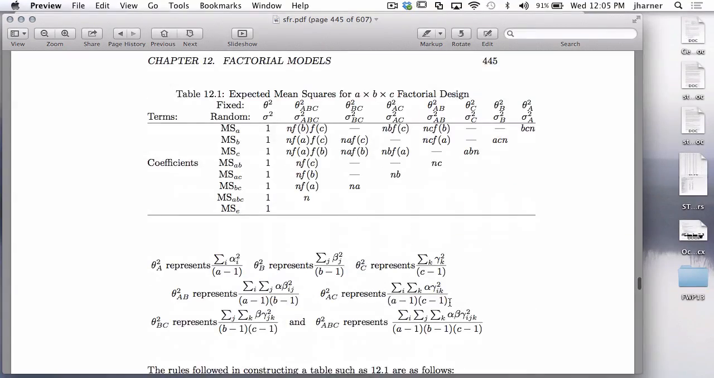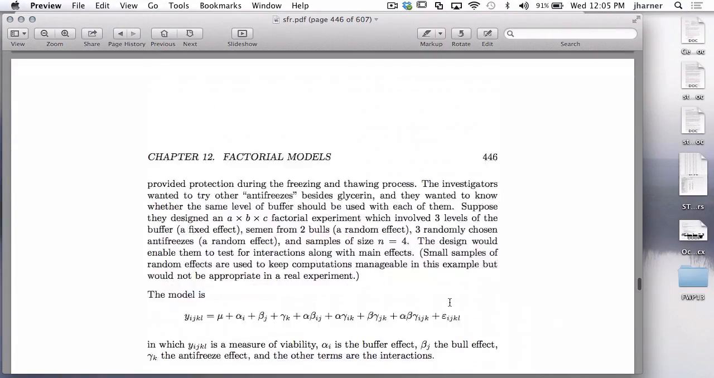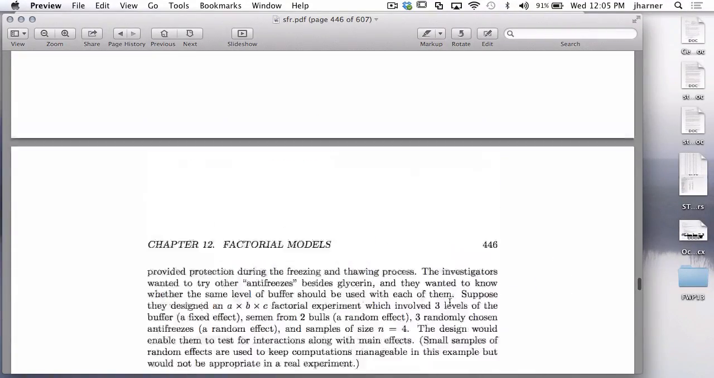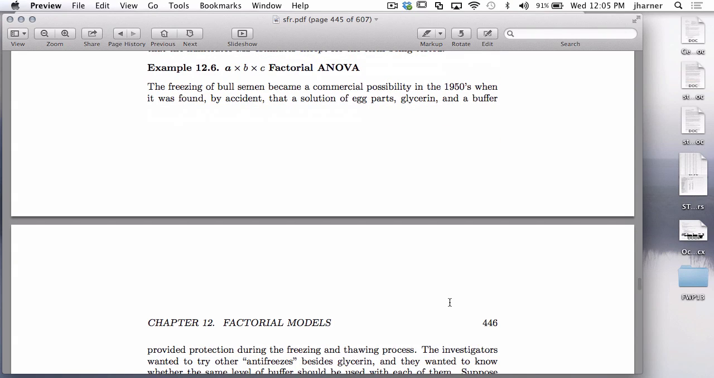Well, if we're going to test, let me first of all talk about a particular experiment, and we'll give this context, and then we'll talk about how we might test the various hypotheses, and that leads into how you compute the expected mean squares. So we're going to consider this.